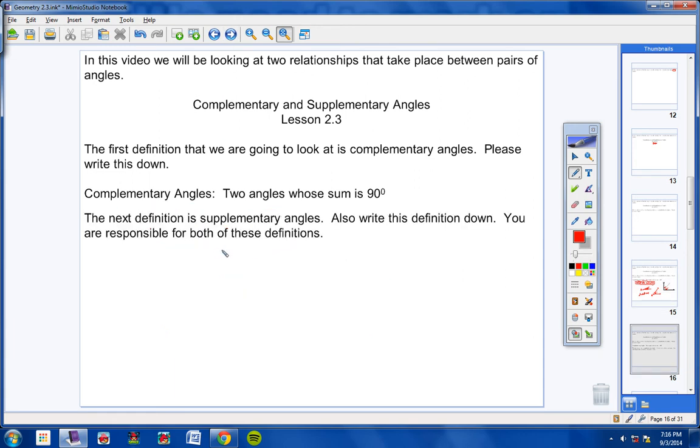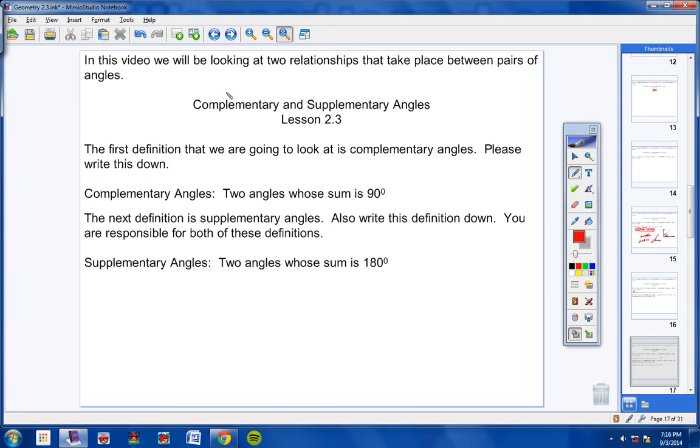Here we go. The next definition is supplementary angles. Also write this definition down. You are responsible for both of these definitions. Supplementary angles, two angles whose sum is 180. Please copy that down.